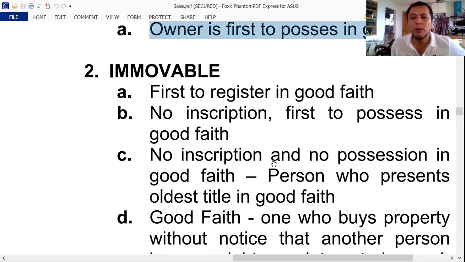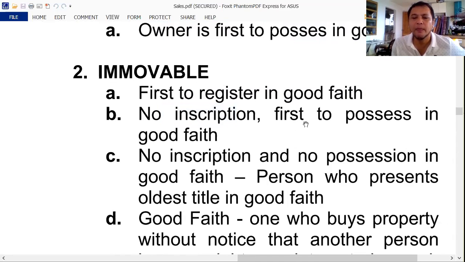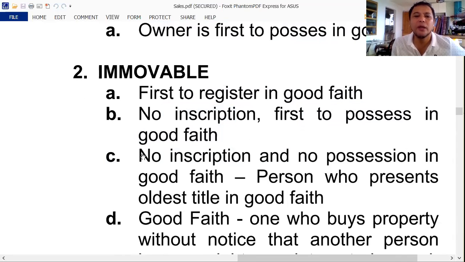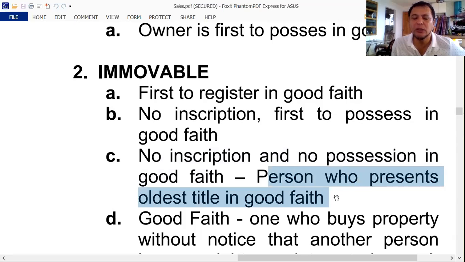Now, as to immovables, the rule is that whoever is first to register in good faith is the owner. That's the first rule. But if there is no inscription, not registered, the one who first possesses in good faith is the owner. But if there is no inscription and no possession in good faith, then the person who presents the oldest title in good faith.